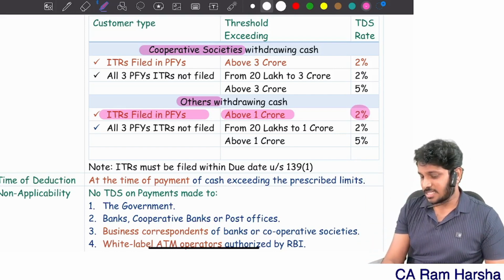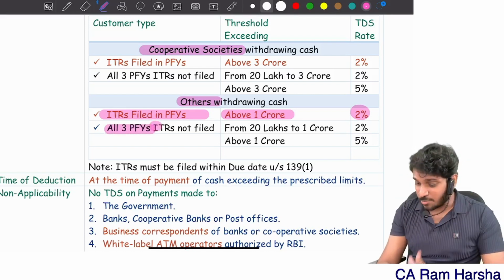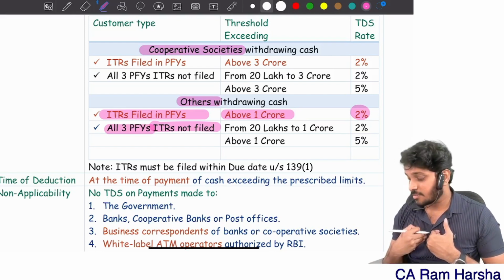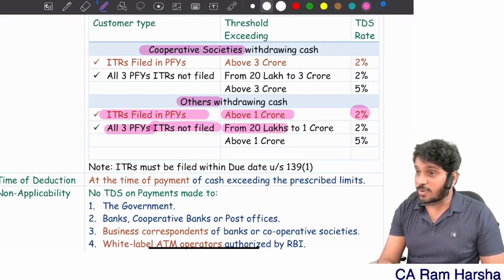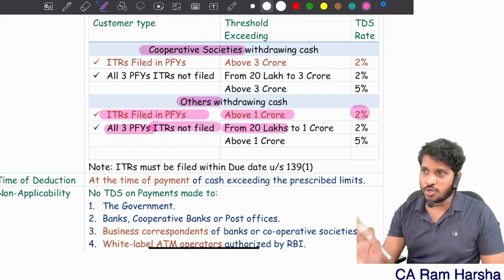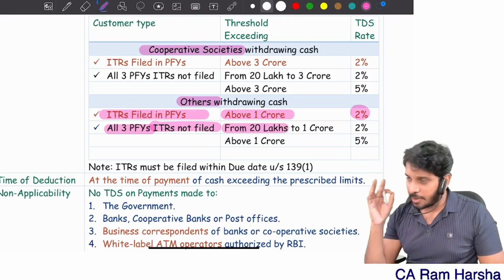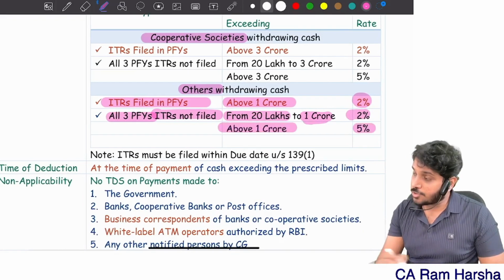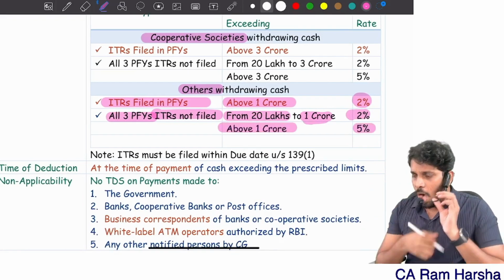Sir, in the last 3 years, all the 3 years, I have not filed ITR. I'm a non-filer, technically. Then the moment 20 lakhs is crossed, TDS will apply. Up to 20 lakhs, banks cannot question. The moment 20 lakhs is crossed, up to 1 crore, 2% TDS. Beyond 1 crore, if you are withdrawing, 5% TDS.